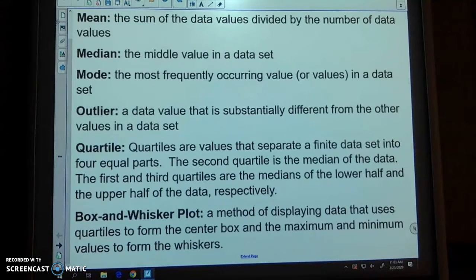And finally, we have a box and whisker plot, which is a method of displaying data that uses quartiles to form the center box and the maximum and minimum values to form the whiskers. So take a moment, pause the video, get these all written down. You're going to want to use them because unfortunately we do still have to take tests to get through this class. You can always use your notes, so these would be good to have.